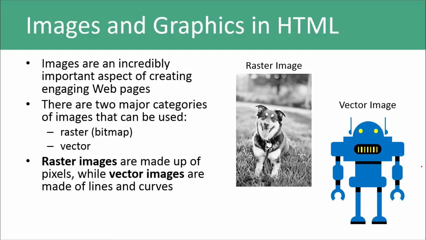Raster images are made up of these tiny little things called pixels that can be different colors, while vector images are made of lines and curves. Vector images don't distort when they're increased in size, but raster images do. So it becomes a lot harder for us to see a raster image with clarity if we increase it from its natural size.